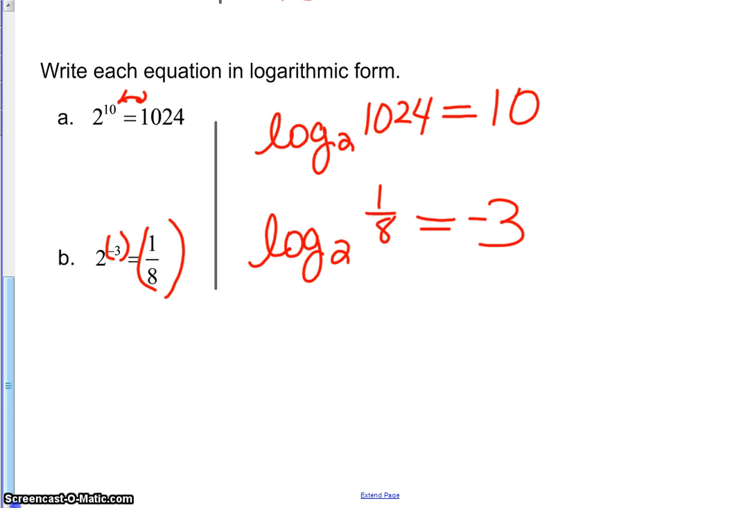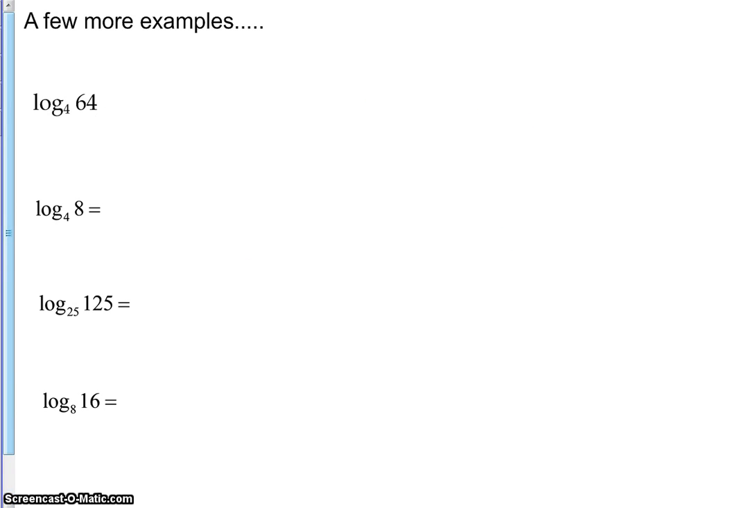Okay? So now we're going to get into what happens when you have log base 4 of 64. The directions would actually be please solve, or find the value. Okay, evaluate. Find the value of.